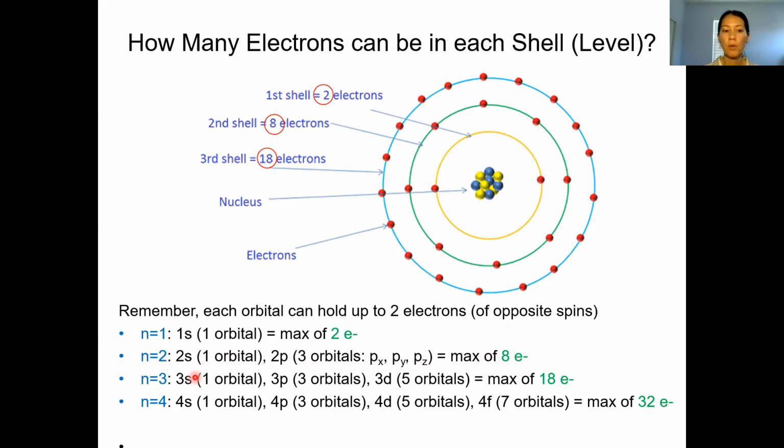If we do n equals 3, you could have a 3s, 3p, 3d, so a total of 1 plus 3 plus 5 orbitals. That's 9 times 2 electrons each. I could have a max of 18 electrons. You could keep going for the Fs. I just wanted to show you how you can figure out how many electrons are in each shell.